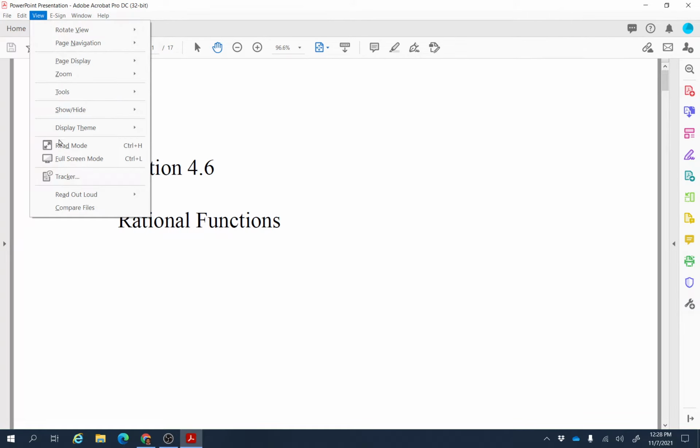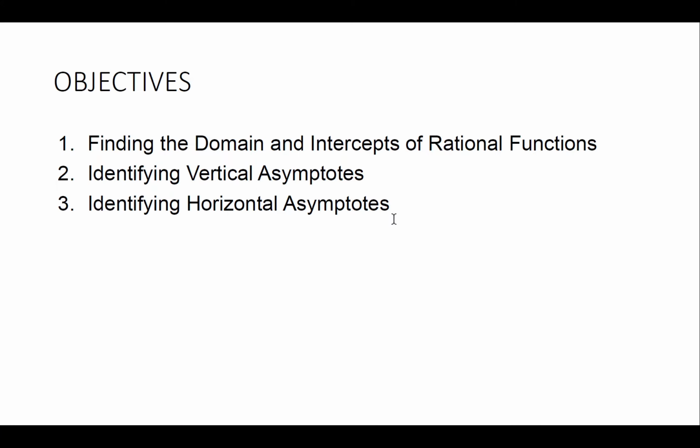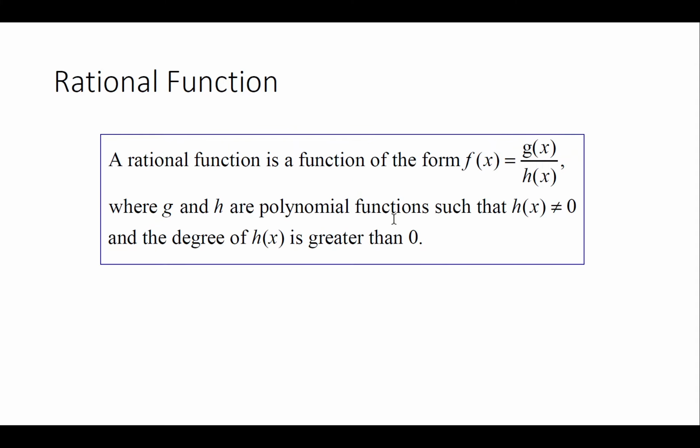Section 4.6 Rational Functions. We're going to talk about rational functions, finding their domain, intercepts, vertical asymptotes, and horizontal asymptotes. First of all, think about the rational number. A rational number is any number in the form a over b, where a and b are both real numbers. Similarly, a rational function is a function that looks like the ratio of a polynomial on the top and another polynomial on the bottom. That's called a rational function.